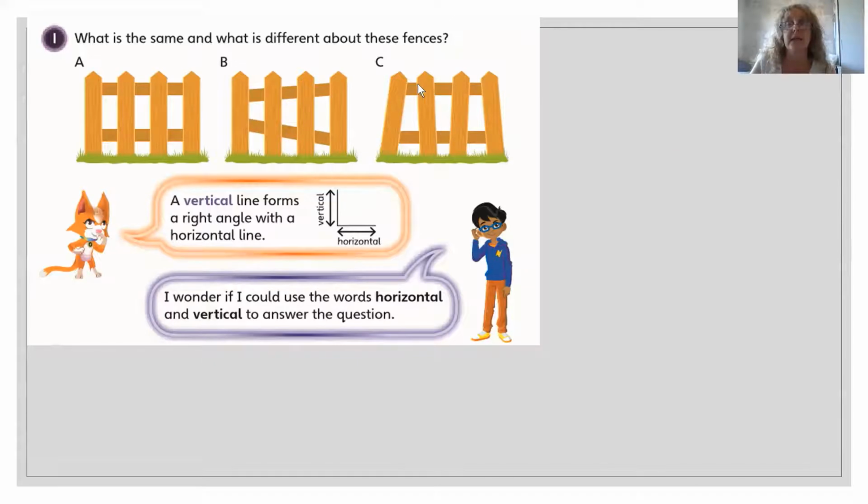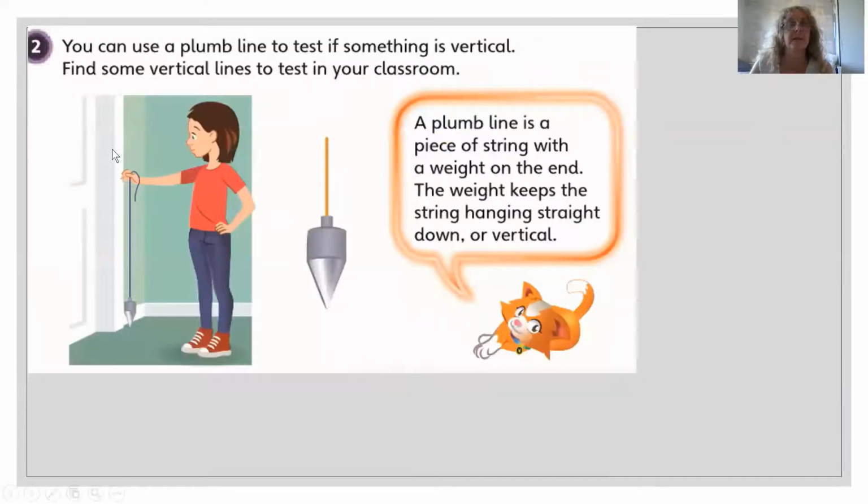And if we look at C, although we've got 2 horizontal lines, the vertical ones are not vertical. They're not straight up anymore. Did we get that? It's quite tricky, isn't it? We're just learning the vocabulary and the ways of remembering those key words, which are horizontal and vertical. Let's have a look at this one. Oh, wow. You can use a plumb line to test if something is vertical.